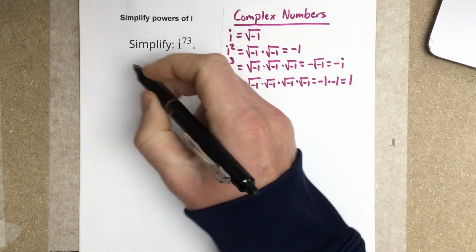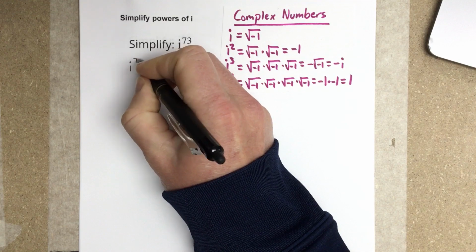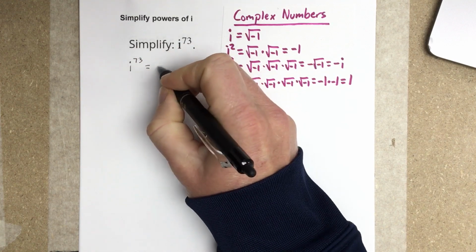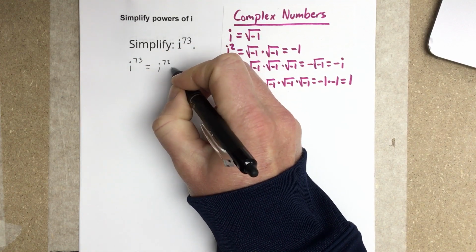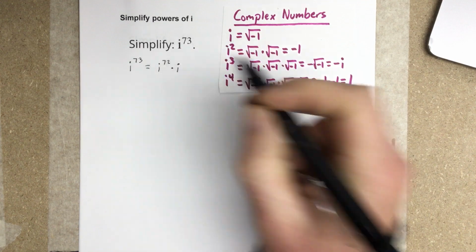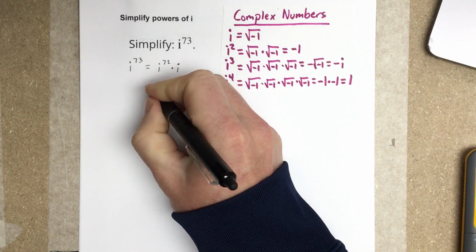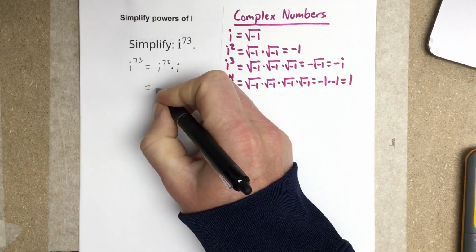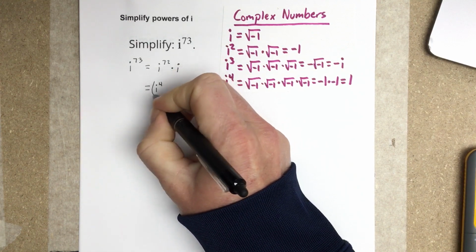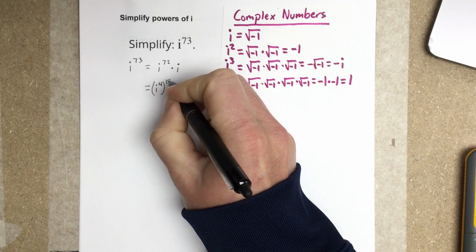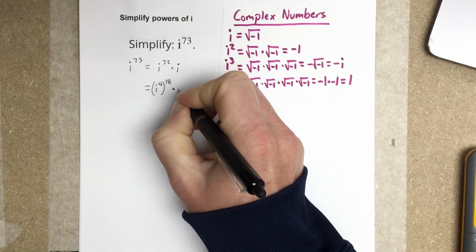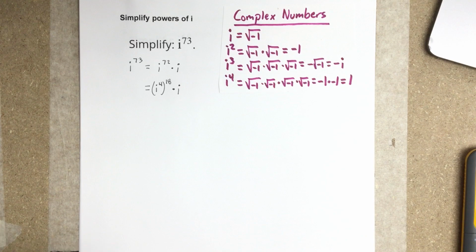So I'm going to write i to the 73rd as i to the 72nd times i, because I know 72 is divisible by 4. Okay, so if I take 72 and I divide it by 4, that gives me 18. So I can rewrite this as i to the 4th to the 18th power times i. So I hope you can see where we're going with this.